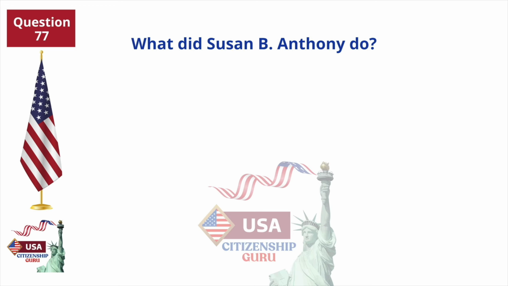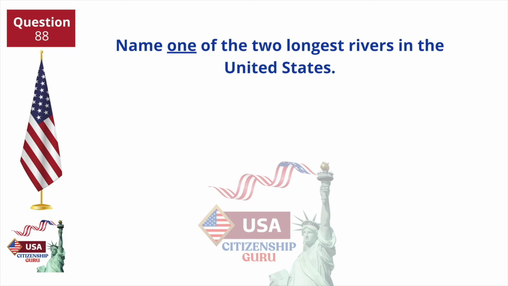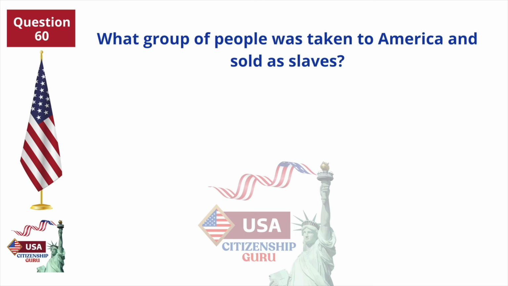What did Susan B. Anthony do? Fought for women's rights. Name one of the two longest rivers in the United States. Missouri River. What group of people was taken to America and sold as slaves? Africans.